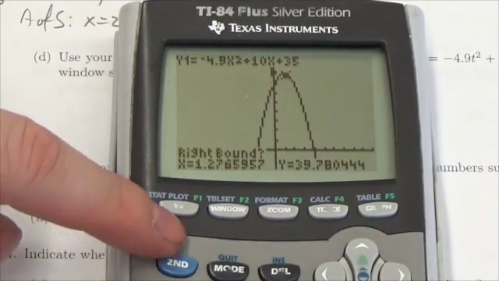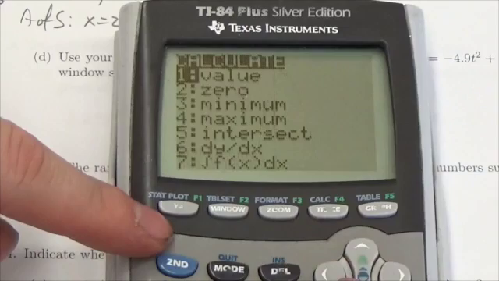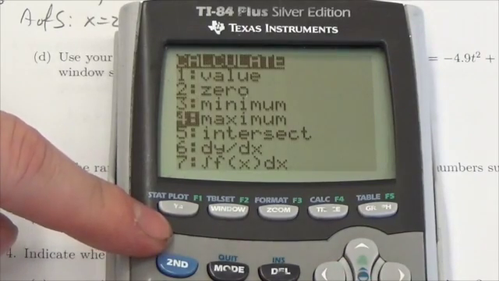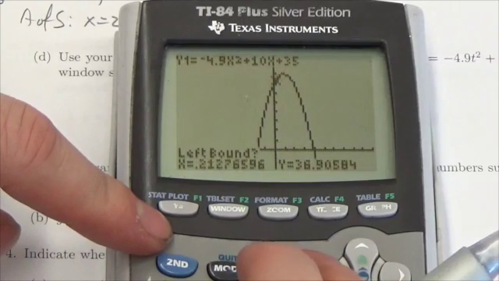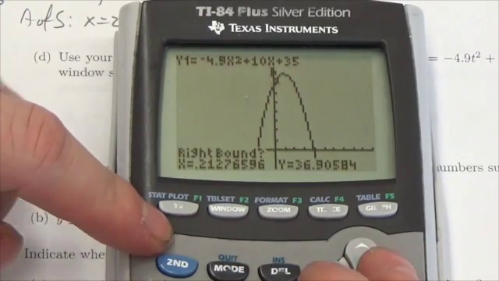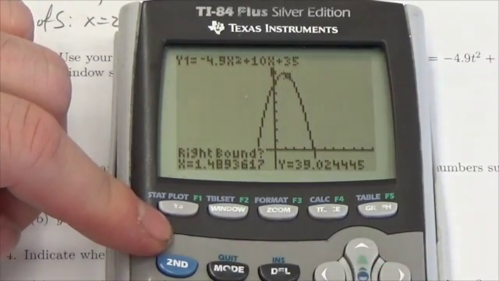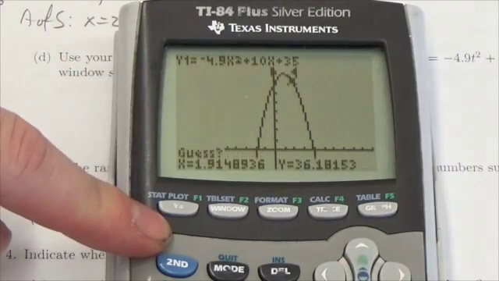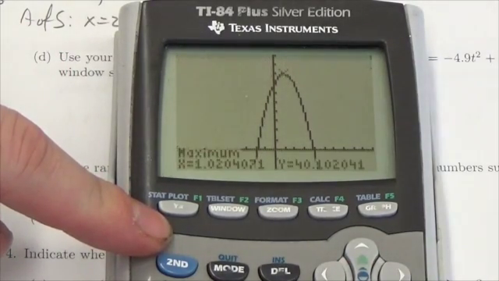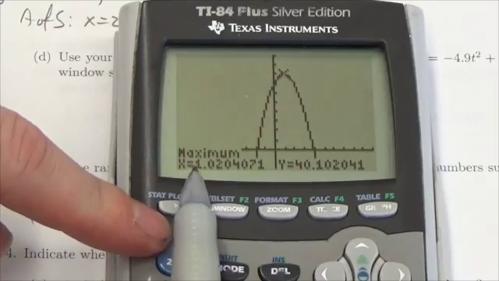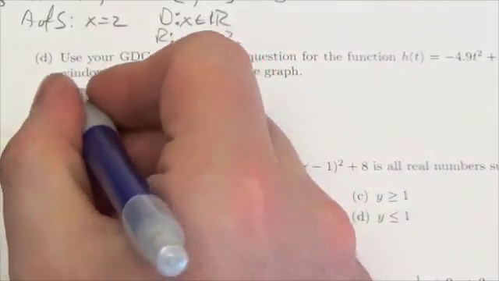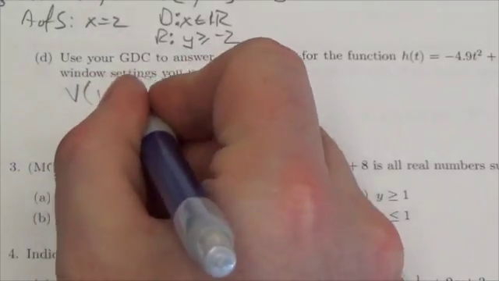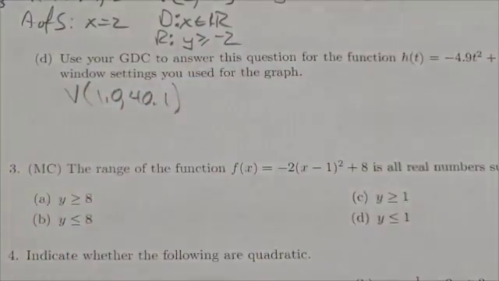Oh my gosh. Okay. This is just lack of caffeine on my part here. Sorry, the parabola opens down. So I am looking for a maximum value. You do the same thing here, but you're going to choose the maximum value. It opens down. Press enter. And the answer in this case is going to be 1.0 and 40.1. So our vertex here is (1.0, 40.1).